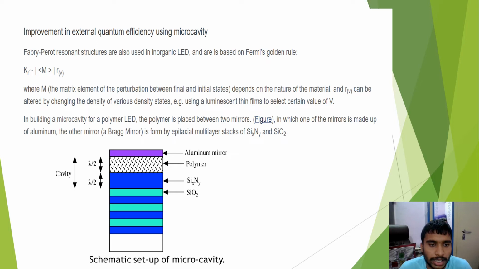In building a microcavity for a polymer LED, the polymer is placed between two mirrors, in which one of the mirrors is made of aluminum. The other mirror, a Bragg mirror, is formed by epitaxial multilayer stacks of SiNx and SiO2. This is a schematic of the microcavity.